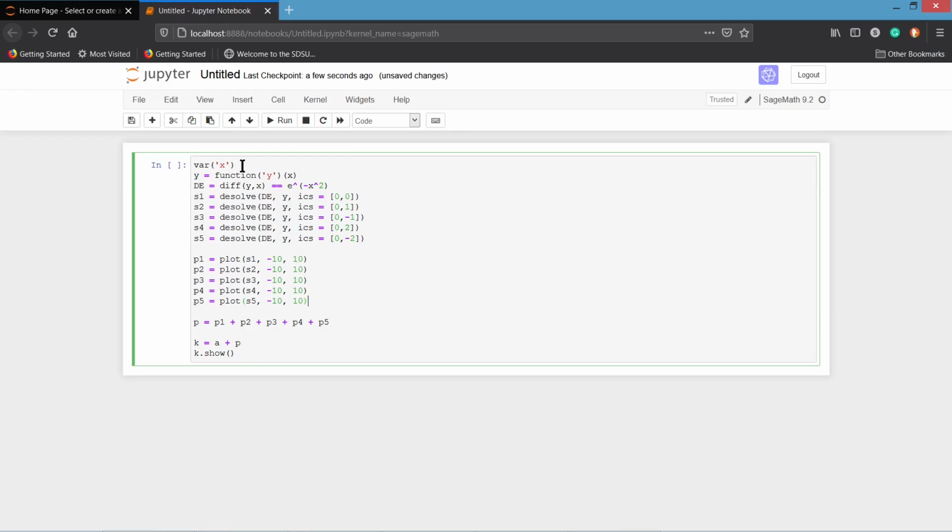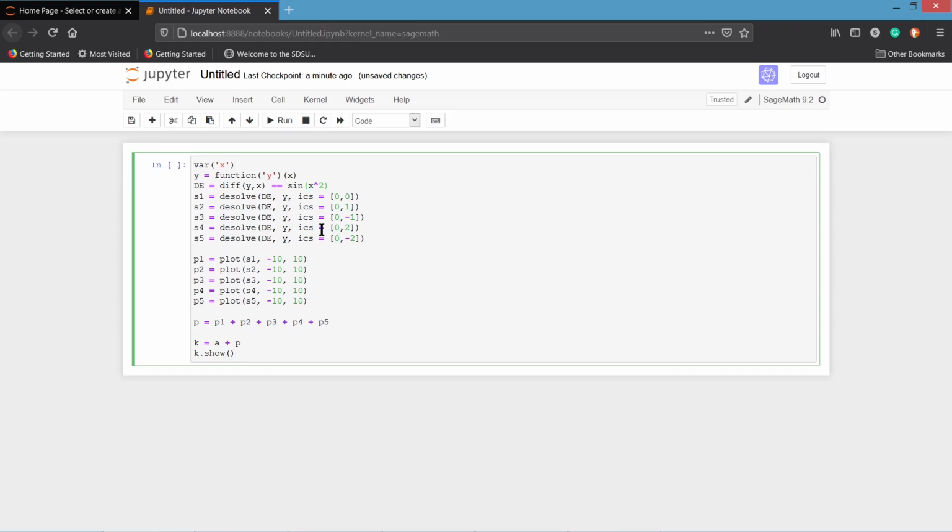Now, we will go from the top and check the program. The first line is variable x, which is needed, y equal to function y of x, then dE equal to derivative of y with respect to x, and this function is sin x square. So, we will write sin x to the power 2.